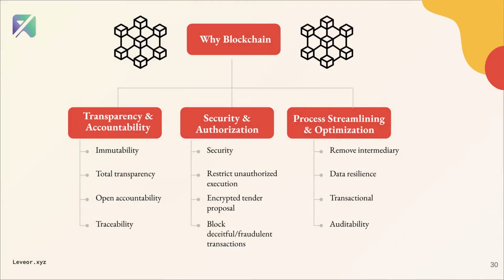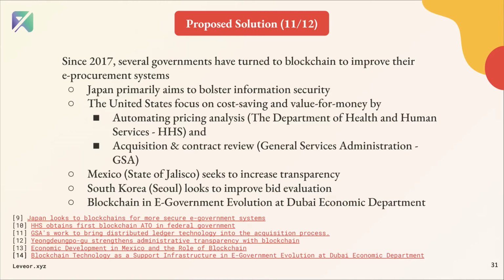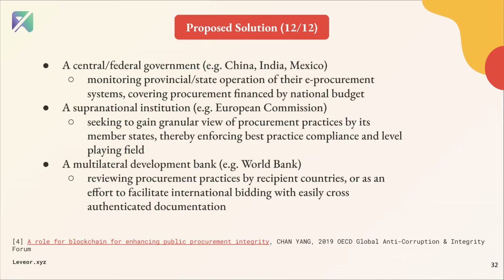You may ask the important question now: why is blockchain even required? Well, a few of its compelling properties are immutability and traceability, which account for transparency. It also ensures blocking fraudulent or unauthorized executions or transactions. And quite a few countries have already started taking initiatives to use blockchain in their e-procurement systems, like Japan, the United States, Mexico, South Korea, and UAE. Whether it's a federal government or a multilateral development bank, blockchain presents a compelling case for all of them.